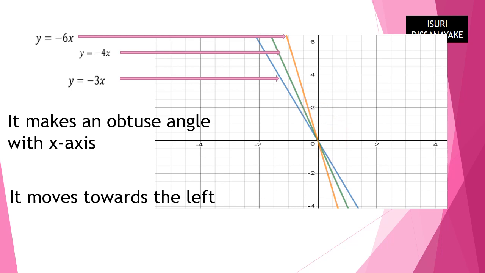So what is important here is that each graph has a negative slope. Now where is the slope represented? It's the value which is with this x. Negative 3, negative 4 and negative 6. Because the slope is negative, the graphs move towards the left.